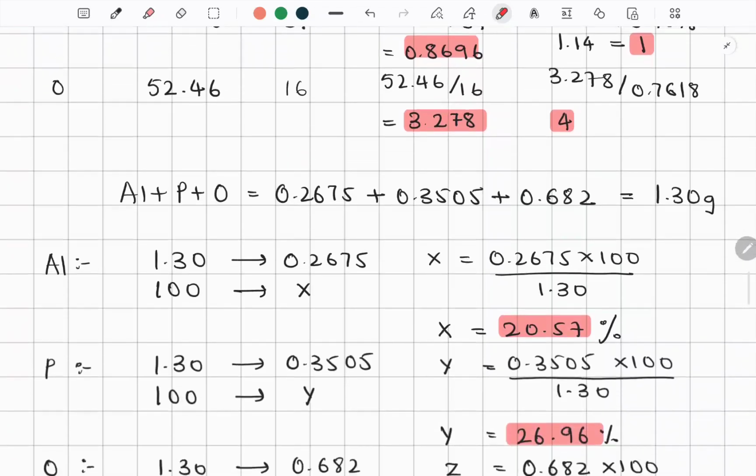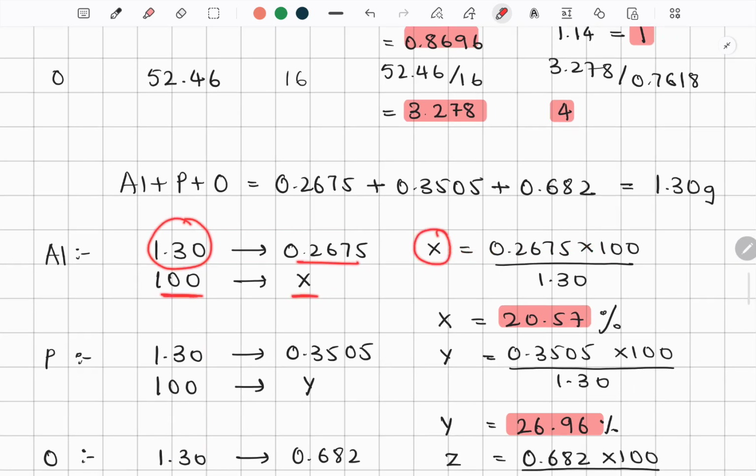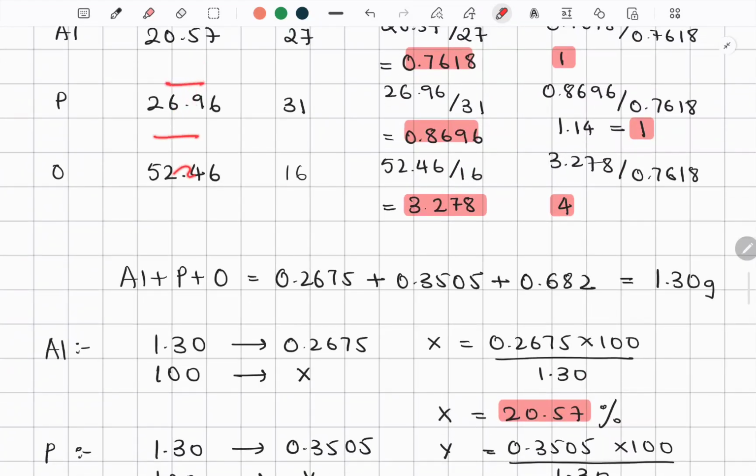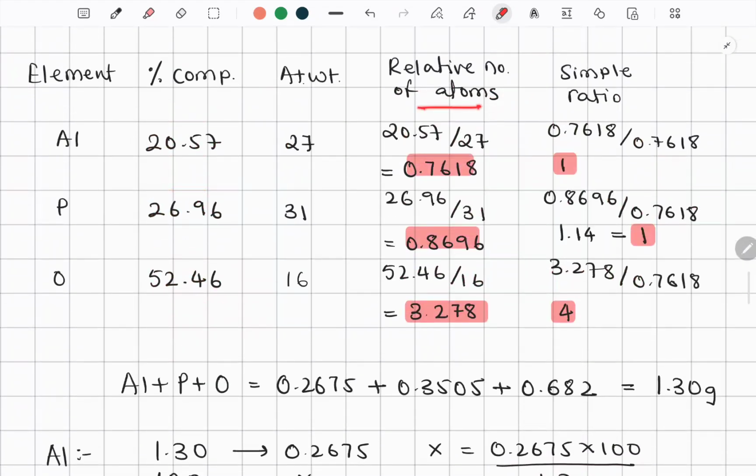Okay, now after that we added the atomic weights of each, and we were not sure about the percentage composition. So what do we do in this type of question? We add all the weights given and we find the total weight. Then we calculate the percentage composition by saying that if the total weight has this many grams of the element inside it, then 100 gram of it would have x, and whatever the value of x comes, it's nothing but the percentage composition out of 100. So we calculated for aluminium, phosphorus and oxygen similarly, and we kept the values over here. Then we calculated the relative number of atoms and the simple ratio.